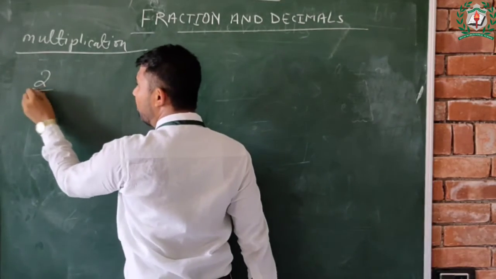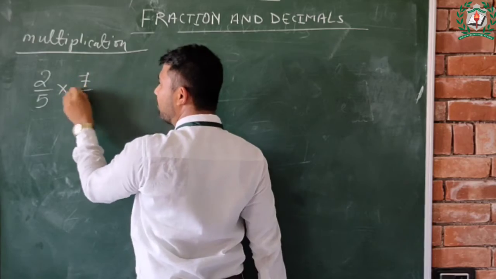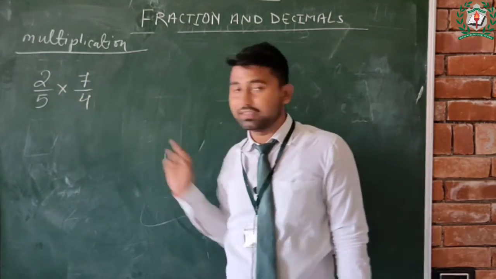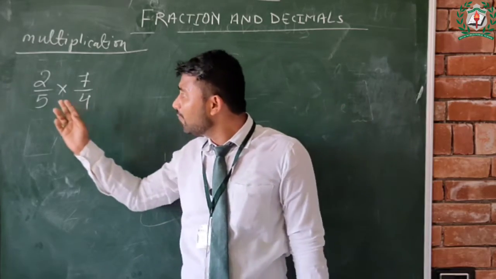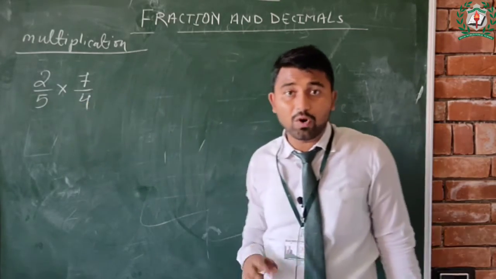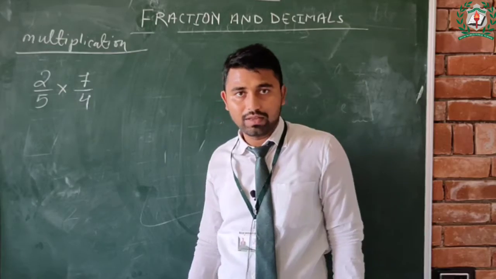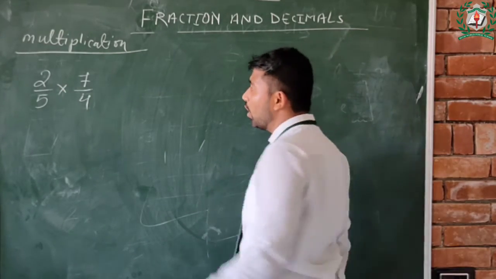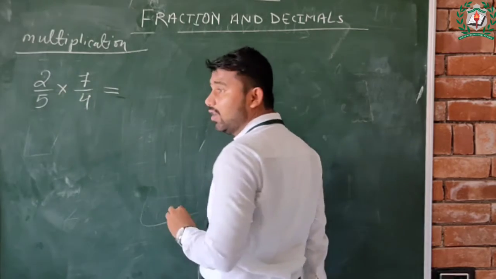Suppose 2 upon 5 into 7 upon 4. Now, these two are fractions. When you multiply the first fraction by the second fraction, how will you multiply? How will you multiply these two fractions? How to solve it? It is the sign of multiplication.